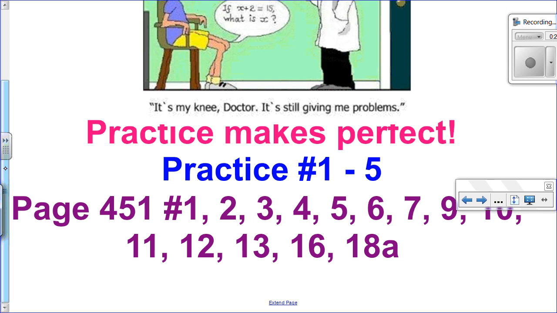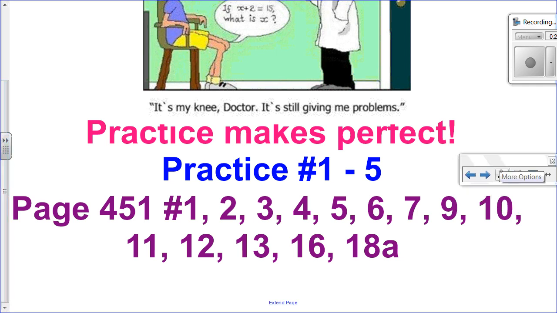So you guys can move on to practice questions 1 to 5, detailed solutions are on D2L, and then move on to the textbook questions as needed.